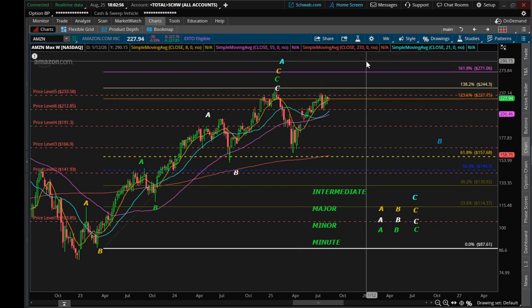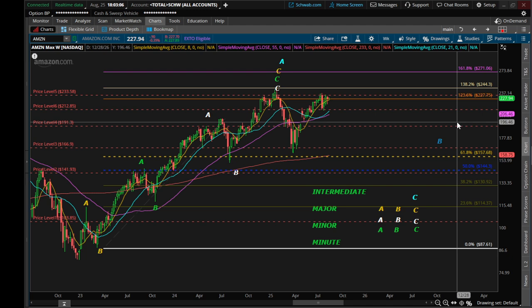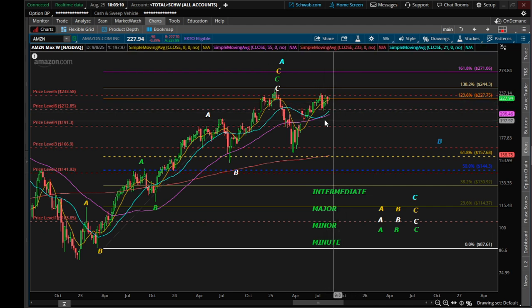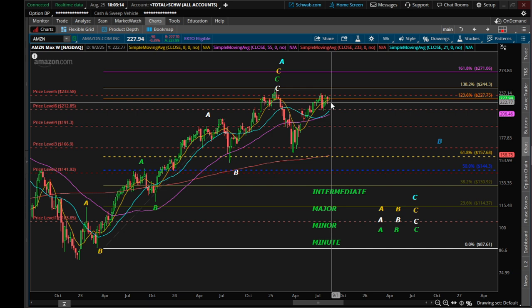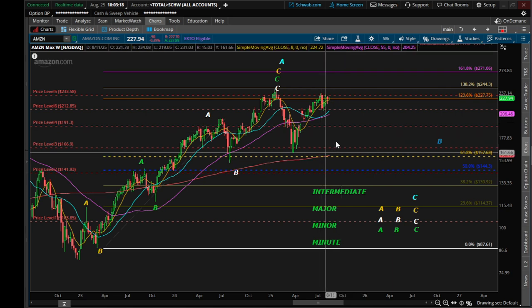So right off the bat, we notice a double top here at 236 roughly. Okay, so that's another indication of a possible correction. We have some moving averages that are below the price. You can see here in red, purple, and blue that maybe price is going to want to drift back towards these moving averages.